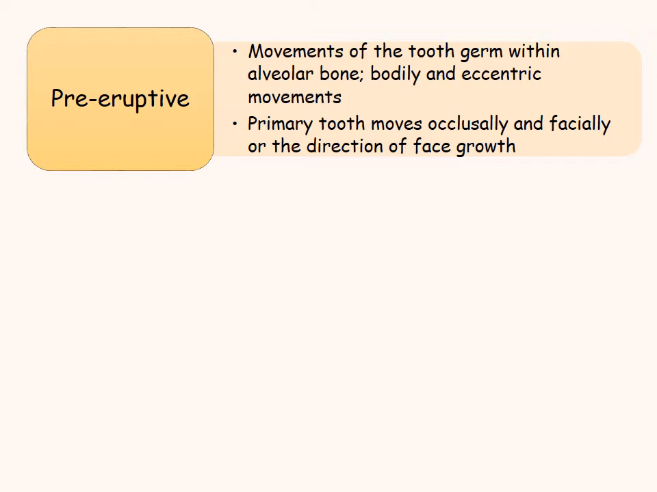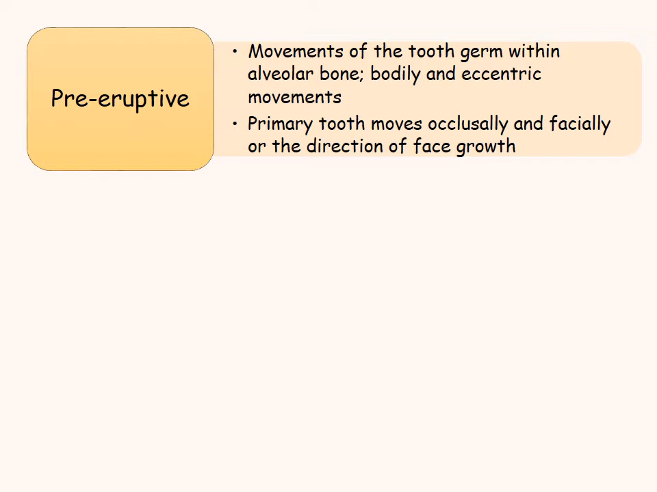So during this phase, what happens? The growing tooth moves in various directions based on the growth of the jaw. The tooth germ moves either by bodily movement or eccentric movement. So what is bodily movement? Bodily movement is the shift of the entire tooth germ, which causes resorption of the jaw in the direction of tooth movement, and there is bone apposition in the opposite direction, or behind the tooth germ. This movement occurs as the jaw grows.